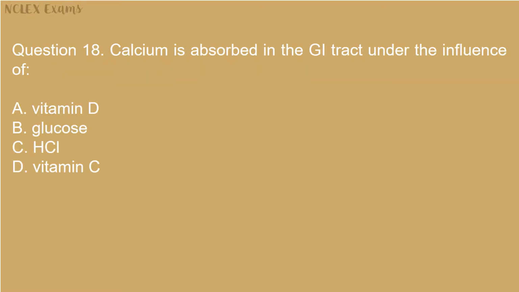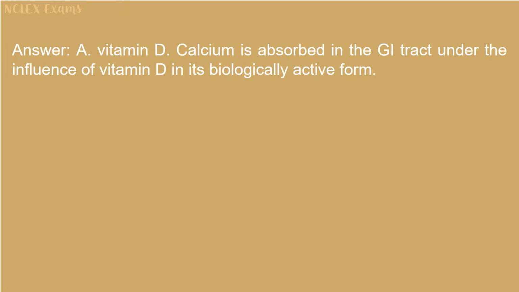Question 18. Calcium is absorbed in the GI tract under the influence of: A. Vitamin D, B. Glucose, C. HCl, D. Vitamin C. Answer A. Vitamin D. Calcium is absorbed in the GI tract under the influence of vitamin D in its biologically active form.